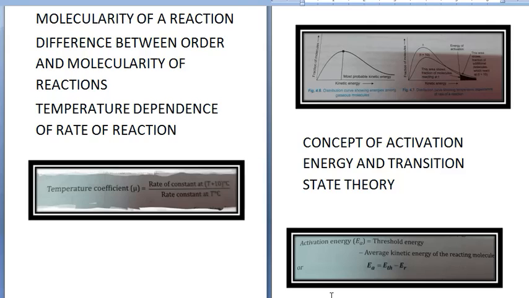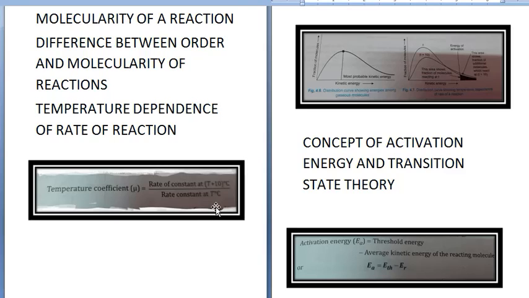For example, potassium permanganate is decolorized at a faster rate at a higher temperature than at a lower temperature. Now generally for a chemical reaction with rise in temperature by 10 degrees Celsius, the rate constant is almost doubled. So you can say that temperature coefficient mu is equal to rate constant at T plus 10 degrees Celsius upon rate constant at T degrees Celsius.